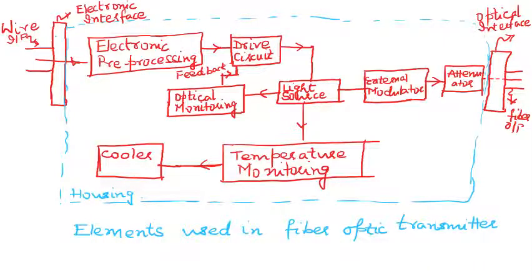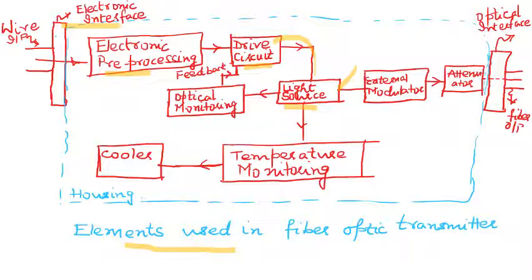Now, this is the block diagram of the elements used in fiber optic transmitter. First, we have an electronic interface which simply provides the power supply to the entire circuit. Then we have an electronic pre-processing circuit. This converts the electrical signal into the suitable form which is required by the drive circuit. The drive circuit then drives the light source which produces the light output.